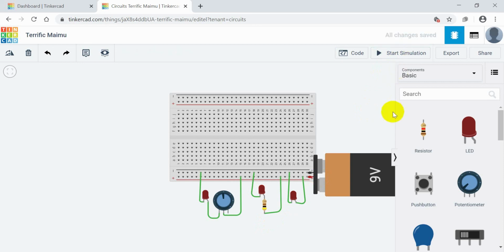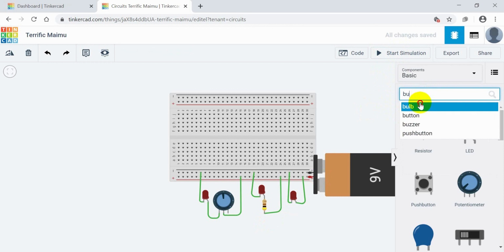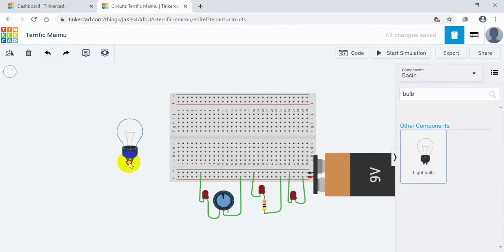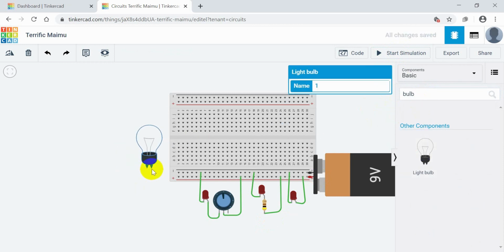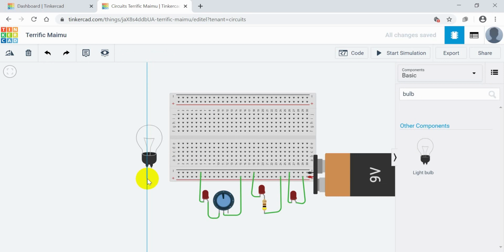Now instead of an LED, if you take a bulb and connect it directly here, for the bulb, terminal 1 and 2, so directly we are connecting terminal 1 and 2. Here there is no specific indication of positive or negative, so we can connect as usual without any problem. Now go for simulation again. Check, the bulb is glowing.